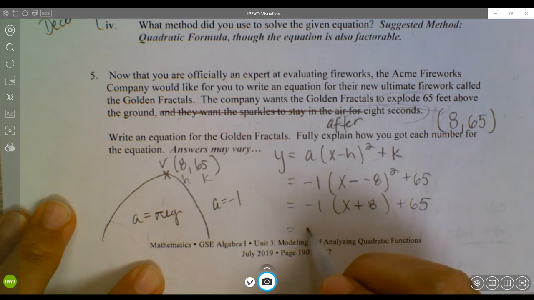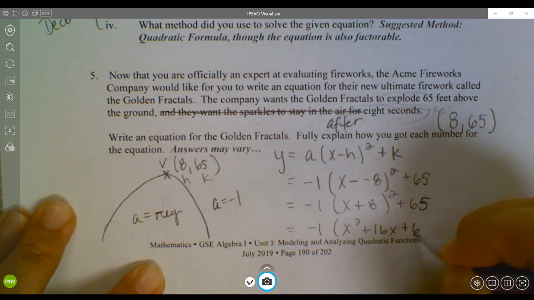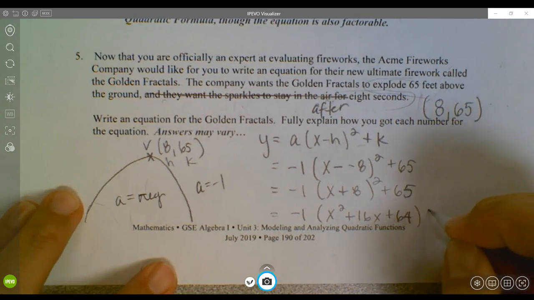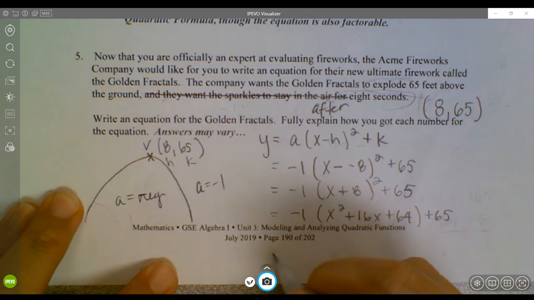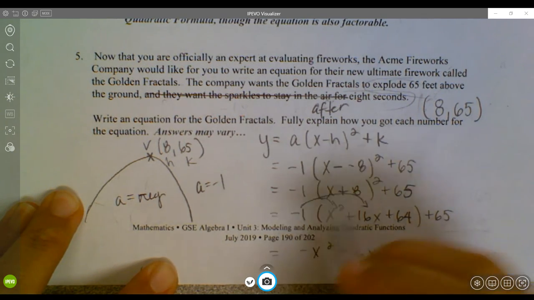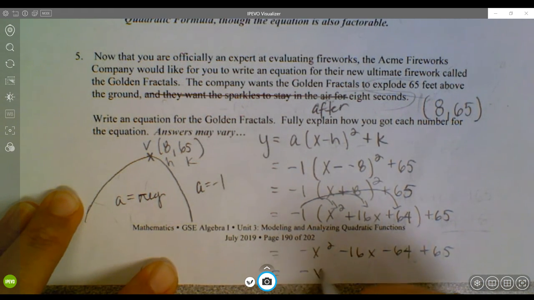And so if I were to expand this, squared, we'll get x squared plus 16x plus 64. You can either do that by boxing it or foiling it, okay? And when we distribute, we'll get -x squared minus 16x minus 64 plus 65. So my final equation is this one.